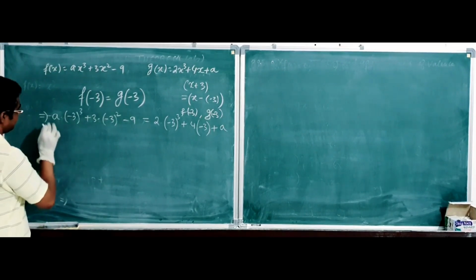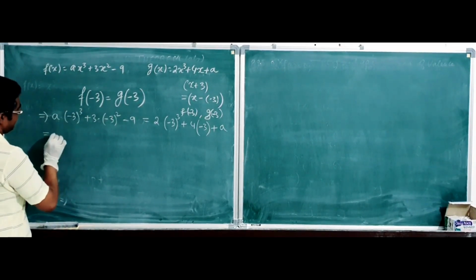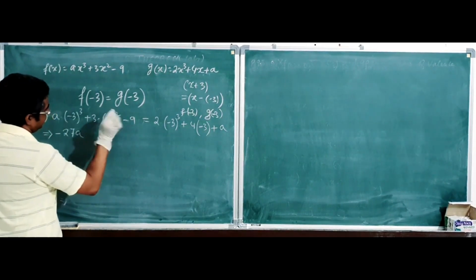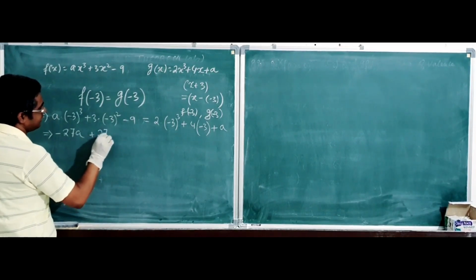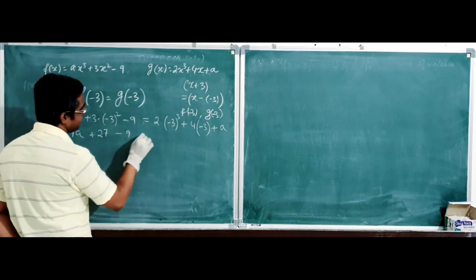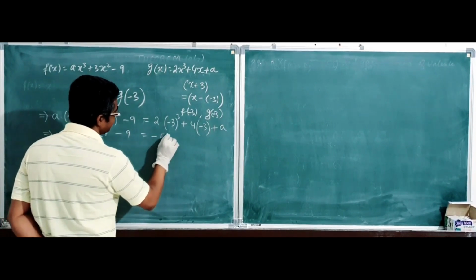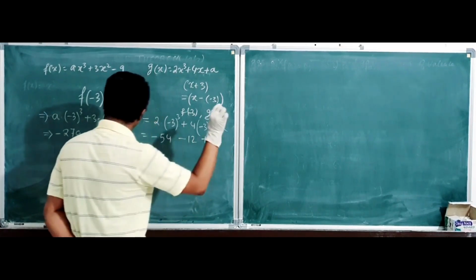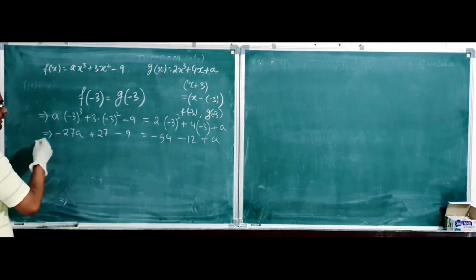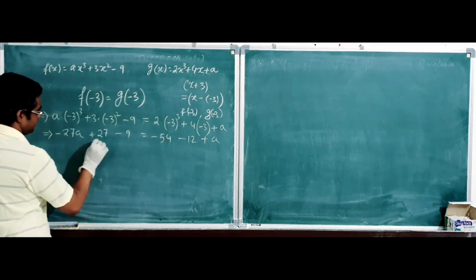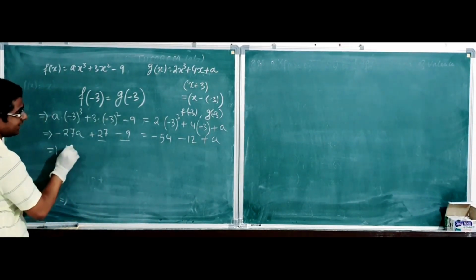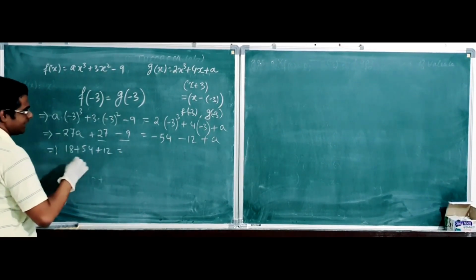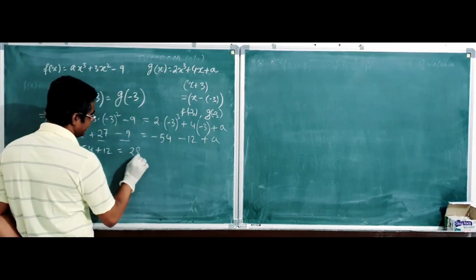So here there is a minus, so minus 27a. This will be plus, so plus 27 because this 3 is there, minus 9 is equal to minus 54, minus 12 plus a. So here it is minus 27a, I'll take all the a's to that side. So this is 27 minus 9, that is 18, plus 54 plus 12. All numerals I have taken to this side, 27a I'll take to that side, so 28a.